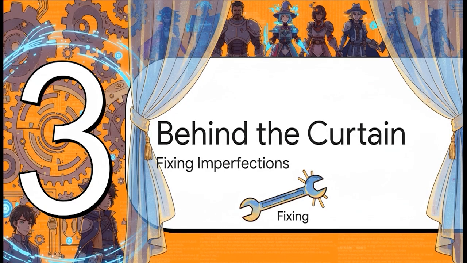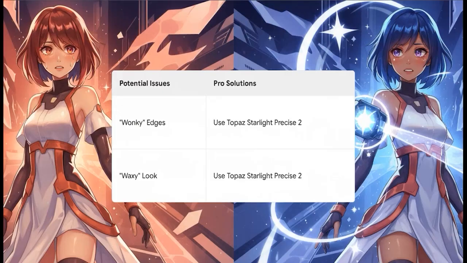Okay, but let's be real. Is it perfect every single time? Not quite. Like with any brand new tech, you might see some little glitches. So let's pull back the curtain for a second and talk about the common issues and, more importantly, how you can fix them. Sometimes you might notice the edges around the new clothes look a little shimmery or wonky, or maybe the character's skin looks a bit waxy or too sharp. If you run into stuff like that, there's a pretty easy fix. The recommendation is to run your clip through a tool like Topaz Starlight Precise 2.